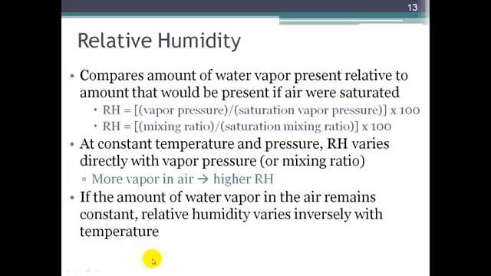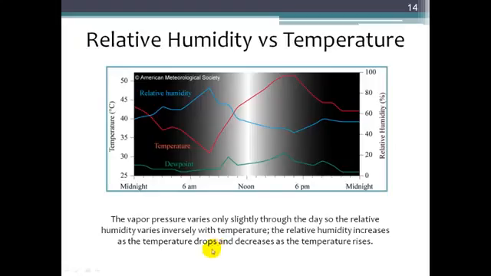However, it's not possible to hold temperature and pressure constant in the atmosphere. So if the amount of water vapor in the air remains constant, then relative humidity varies inversely with temperature. Let's look at it on a graph.